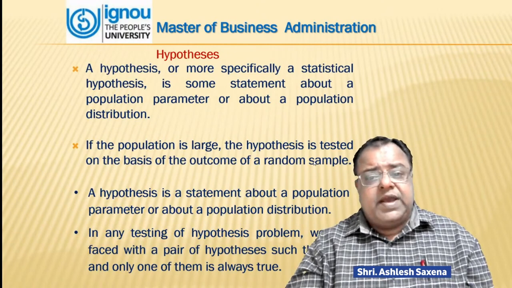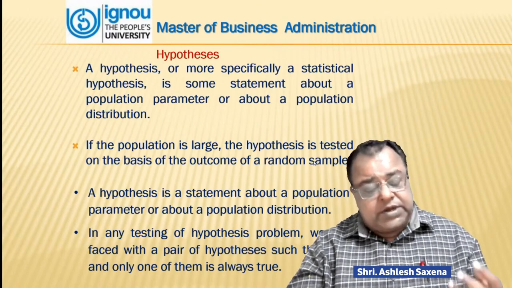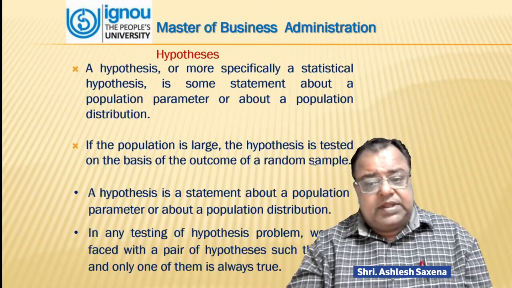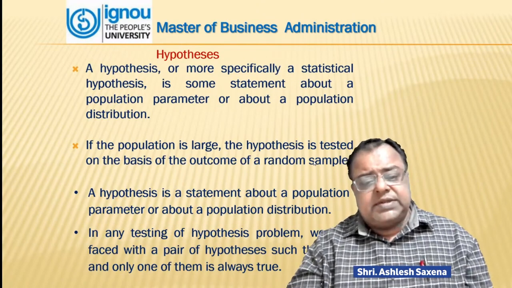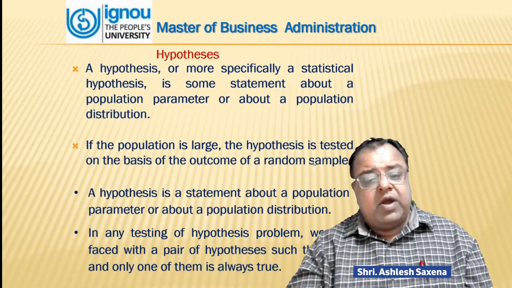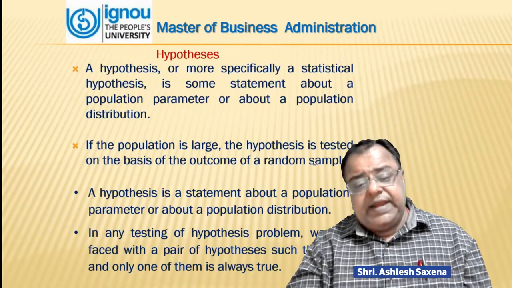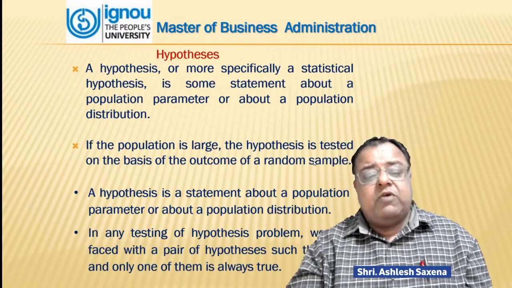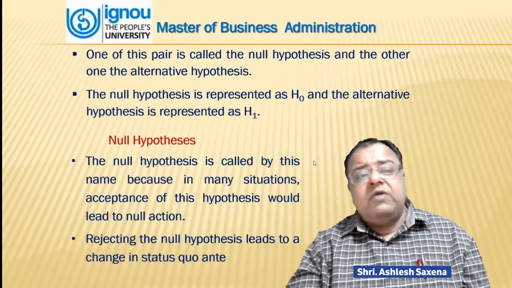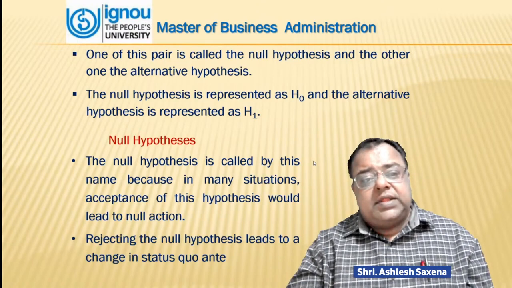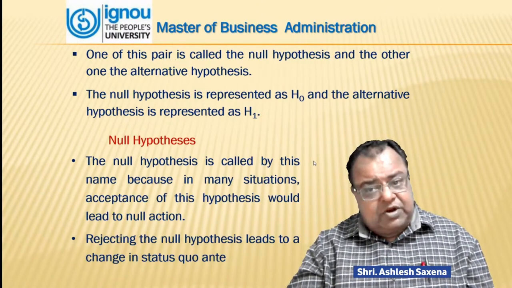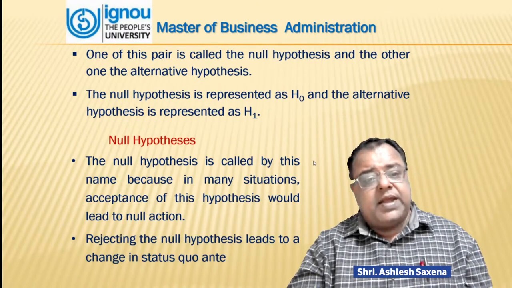A hypothesis, or more specifically, a statistical hypothesis, is some statement about a population parameter or about a population distribution. If the population is large, the hypothesis is tested on the basis of the outcome of a random sample. In any testing of hypothesis problem, we are faced with a pair of hypotheses, such that one and only one of them is always true. One of this pair is called the null hypothesis, and the other one is called the alternative hypothesis. The null hypothesis is represented by H0, and the alternative hypothesis is represented by H1.